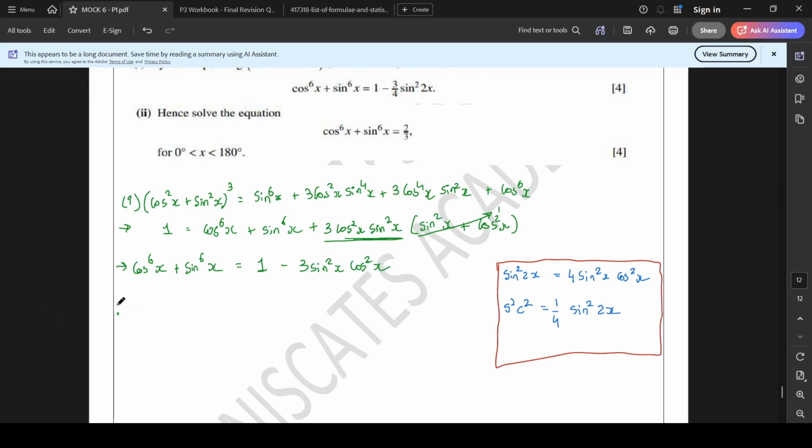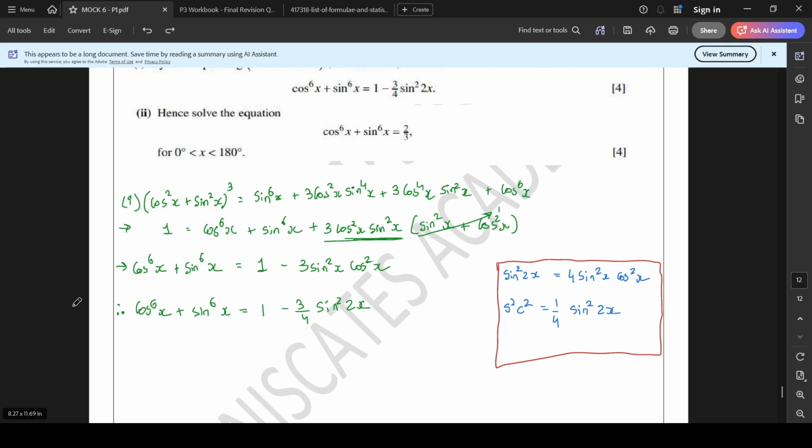So I'll just say that therefore cos power of 6x plus sine power of 6x is equal to 1 minus 3 by 4. The divided by 4 is coming from here, and then in place of this I'm having sine square 2x. So as you can see, I have already got the format that I was looking forward to.